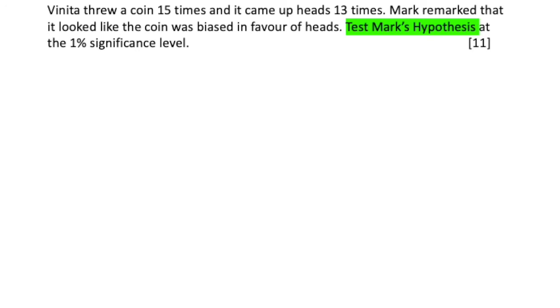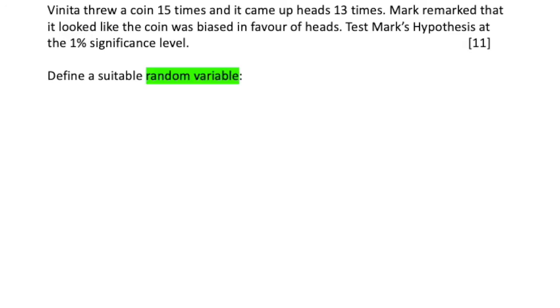Step number 1 would be to define a suitable random variable. At this point, of course, it's essential that you understand the meaning of this 2-word phrase. What is a random variable? If you're not too sure about that, this might be a good opportunity to go away and revise that whole area. Make sure you understand what the random variable is. Otherwise, you will only have a limited grasp of how hypothesis testing works.